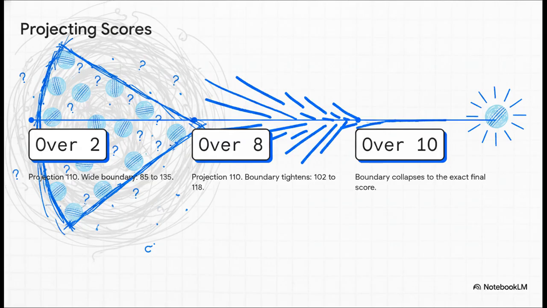At over 2, the model might project a final score of 110. But because the game just started, the cone of probability is huge. It could be anywhere from 85 to 135. By over 8, the projection might still be 110, but the data has tightened significantly to a range of 102 to 118. Finally, at over 10, that boundary collapses entirely to the exact final score. It doesn't just blindly tell the viewer what's likely. It mathematically measures the exact unpredictability of the game in real time.